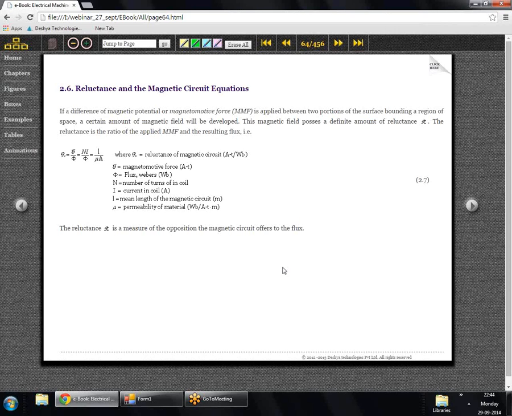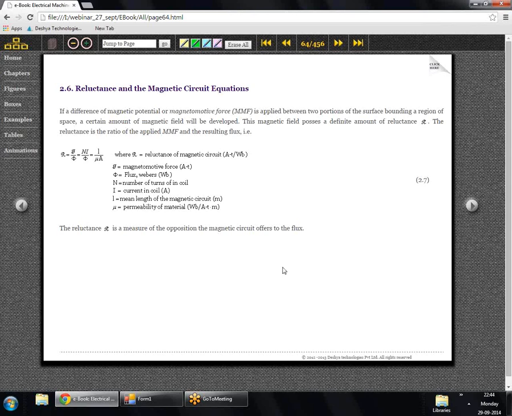Now apart from permeability, one of the most frequently encountered quantities in magnetic circuits is reluctance. Reluctance, as the name suggests, is the opposition that a material poses to the flow of flux lines. If a material has a very high reluctance, it means flux lines will find it very difficult to pass through it. On the other hand, if a material has a very low reluctance, then the flux lines find it very easy to pass through it.